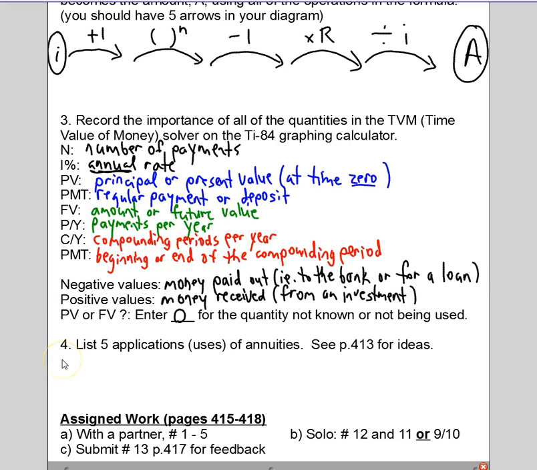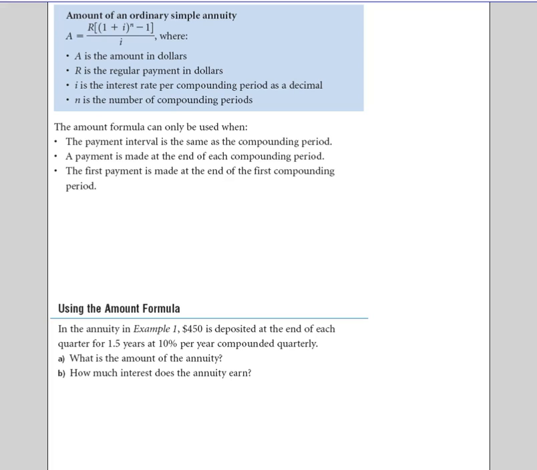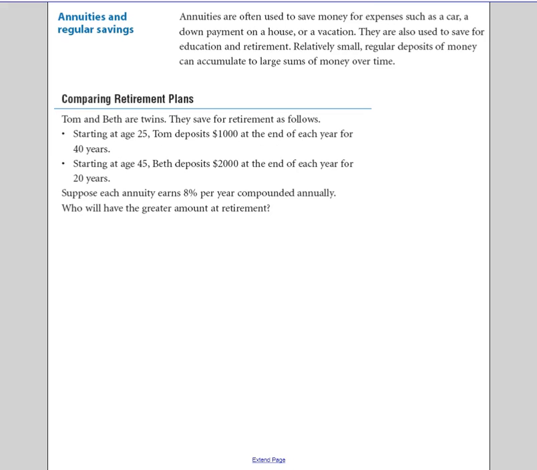So you can see the assigned questions here that we'll be working on in class. At this point, the examples in the textbook provide additional support for you to see how the formula works and how the TVM solver can be used. And you'll be relying heavily on the use of the formula as well to solve most of these questions, including comparing retirement plans.